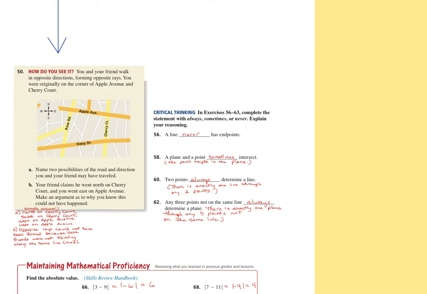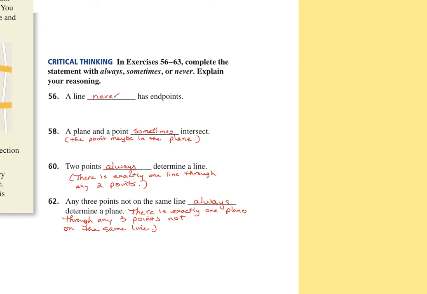What was next? 56 on the right hand side. A line never has endpoints. 58, a plane and a point sometimes intersect. 60, 2 points always determine a line. 62, any 3 points not on the same line always determine a plane. So that would be 3 non-collinear points, which is one plane.